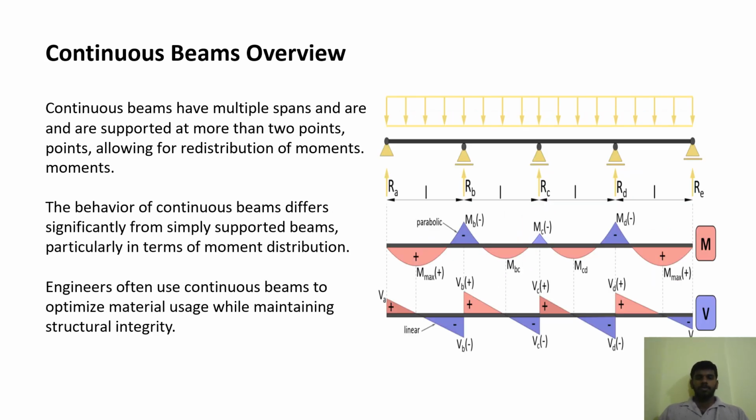Continuous beams overview. Continuous beams have multiple spans and are supported at more than two points. The supports allow for redistribution of moment. This behavior of continuous beams differs significantly from simply supported beams, particularly in terms of moment distribution. Engineers often use continuous beams to optimize material usage while maintaining structural integrity.